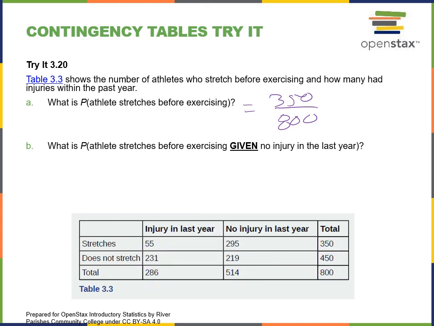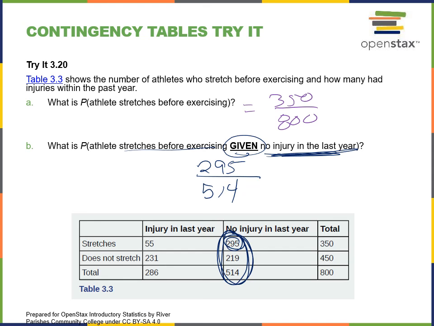How about the probability that an athlete stretches given they had no injuries, right? So now, given they had no injuries, the no injuries is the group we're working with, okay? These are all the people who had no injuries, 514 people total. Out of them, how many of them stretch before exercising? 295. So we have 295 people out of the 514 that had no injuries. That would be the probability in this case. So then the given probability, the bottom number always has to be adjusted to not being the total of everybody, but just the total of the ones you're working with in the given scenario.